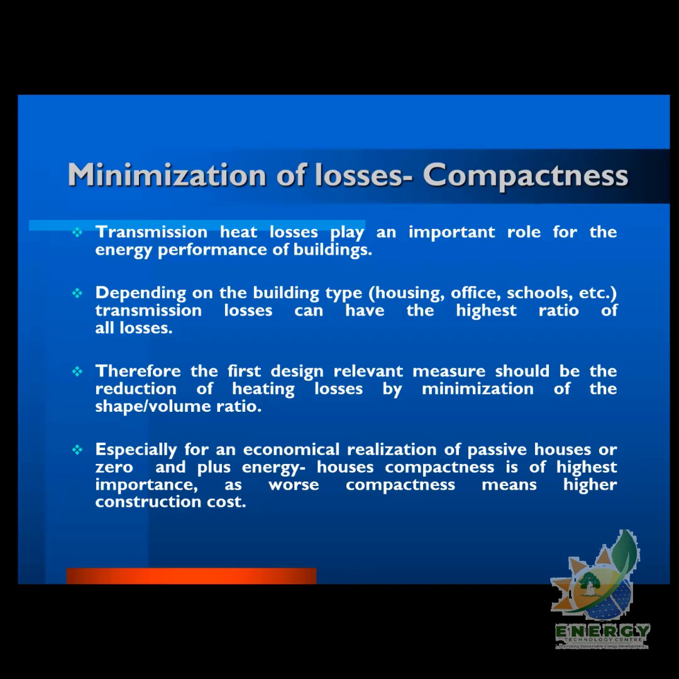Therefore, the first design relevant measure should be reduction of heating losses by minimization of the shape volume ratio, especially for an economic realization of passive houses. For zero and plus energy houses, compactness is of highest importance, as worse compactness means higher construction cost.